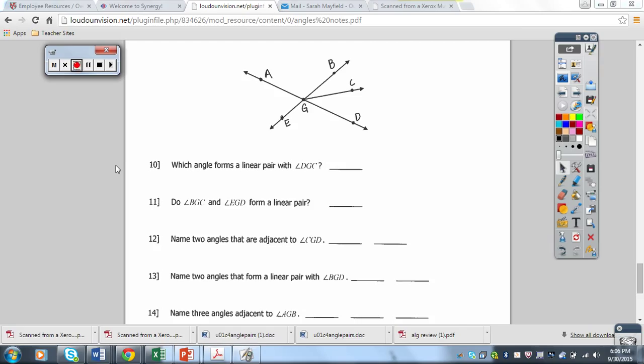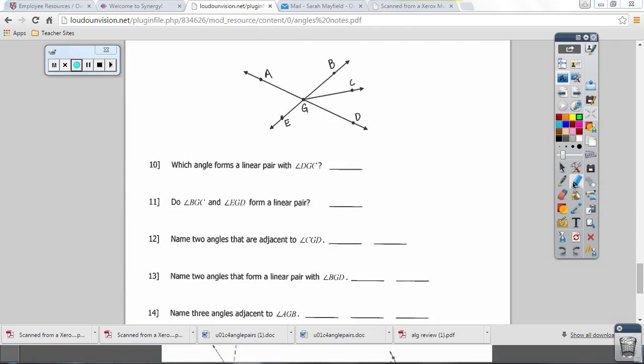Going over this worksheet, you should have had some time to try to figure this out on your own. Now, when we go over this worksheet, the easiest thing to help you figure this out is to use a highlighter. Use some sort of color to differentiate between the different angles. So the first problem, which yes is number 10 because worksheets can never be in chronological order, says which angle forms a linear pair with angle DGC.